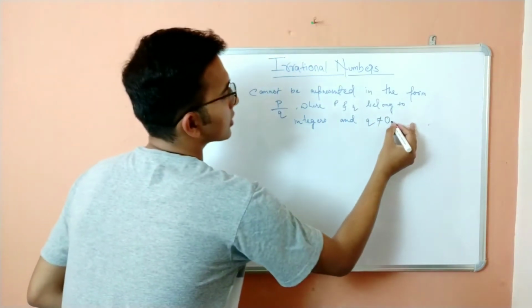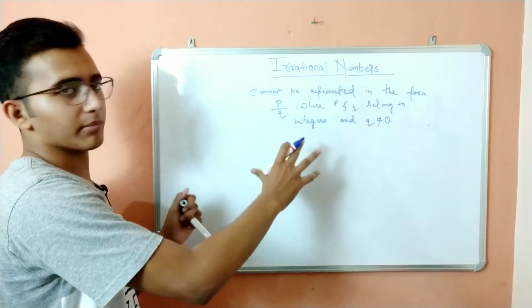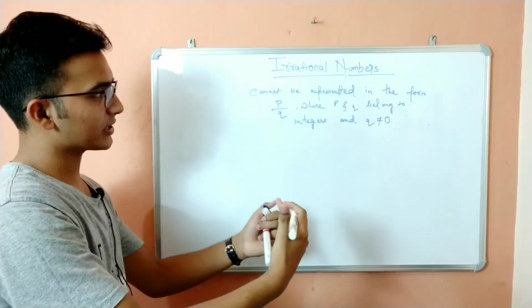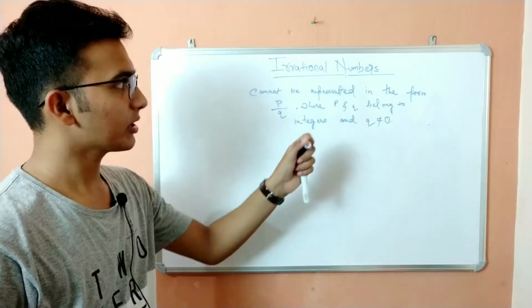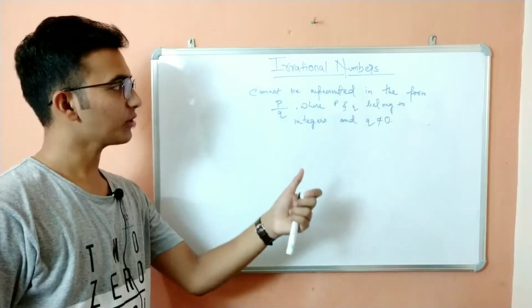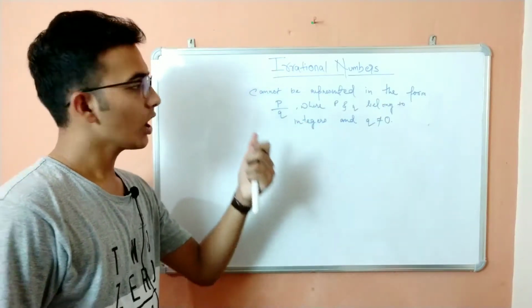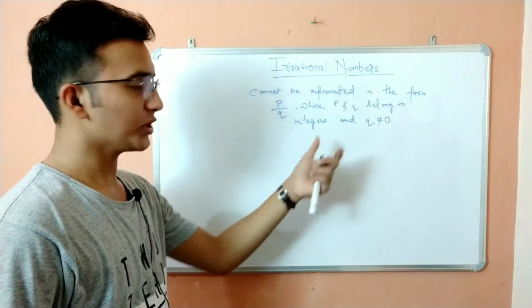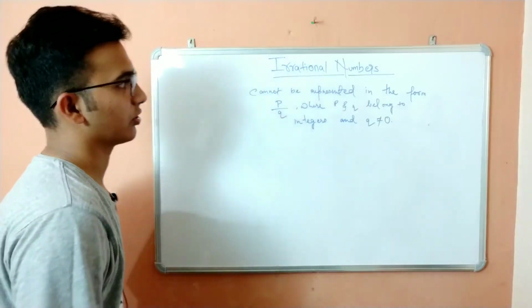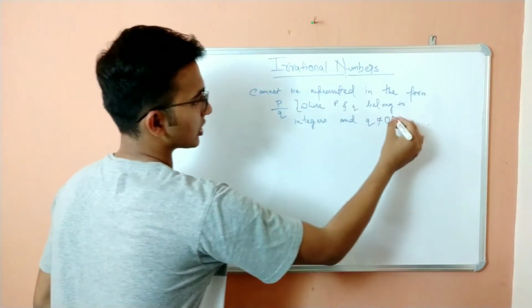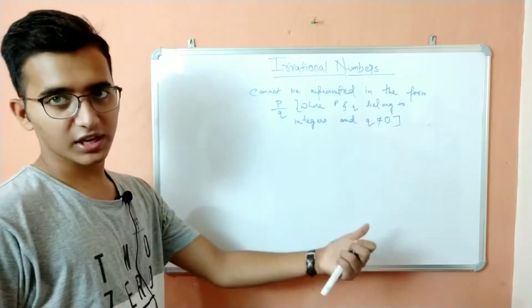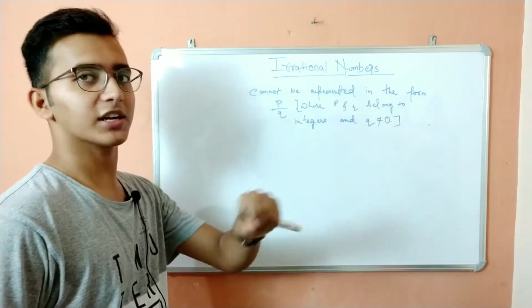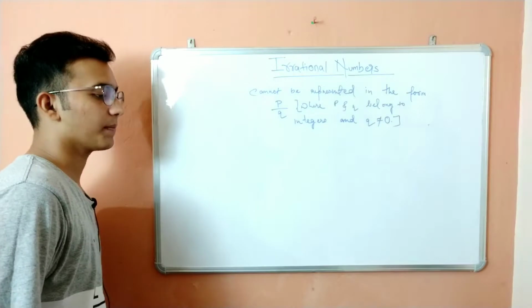That means this set of numbers, irrational numbers, cannot be represented in the form p by q, where p and q belong to the integer set and q is not equal to 0. This was the definition of rational numbers. The opposite of rational numbers is irrational numbers, and they cannot be represented in the form p by q, which is the fractional form.